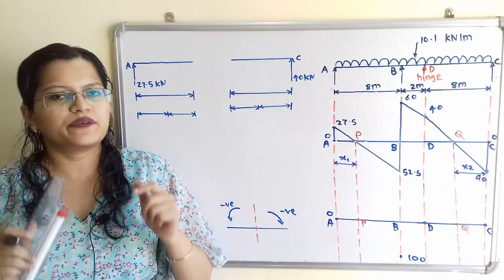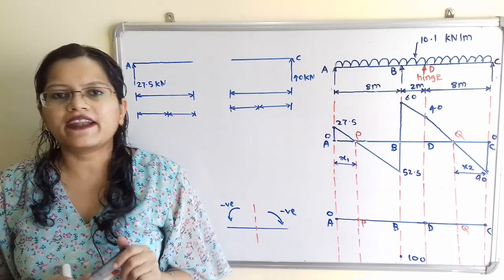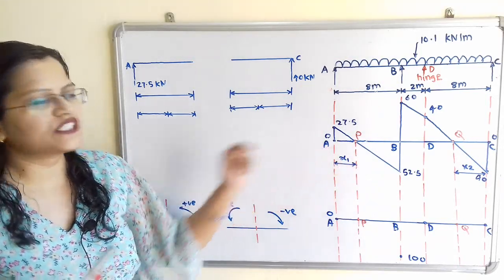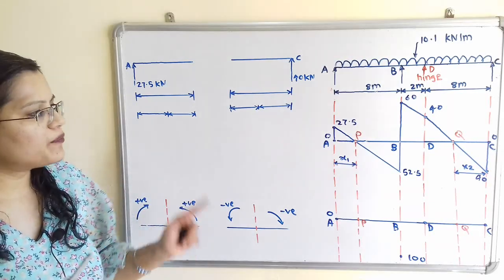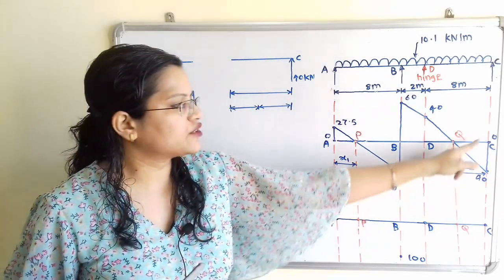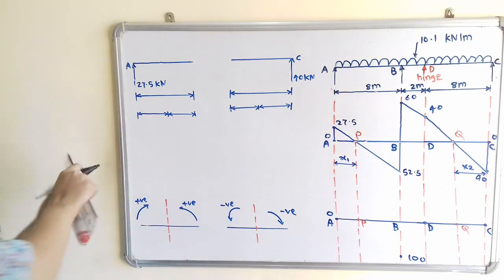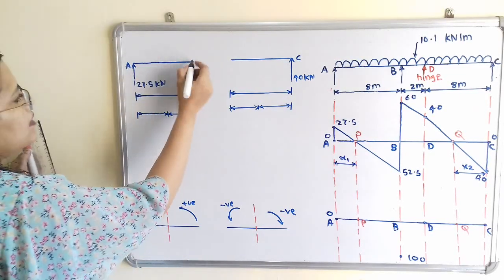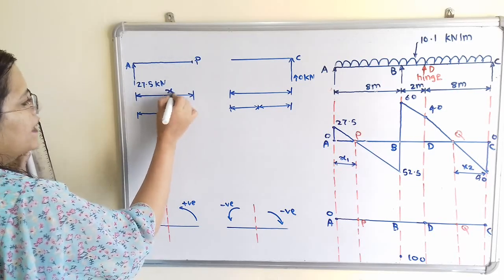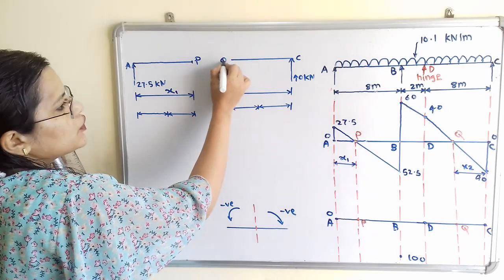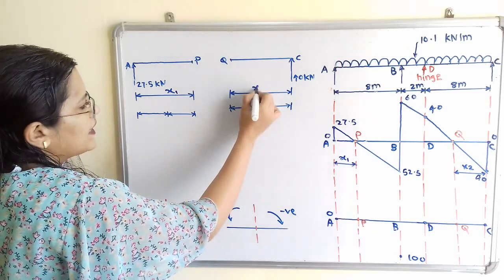To find out the maximum load at point P and Q, we will consider the point P is having distance x1 from the point A and the point Q is having distance x2 from the point C. So we will draw the free body diagram. The distance between A and this point P is equal to x1, and the distance between point Q and C is equal to x2.